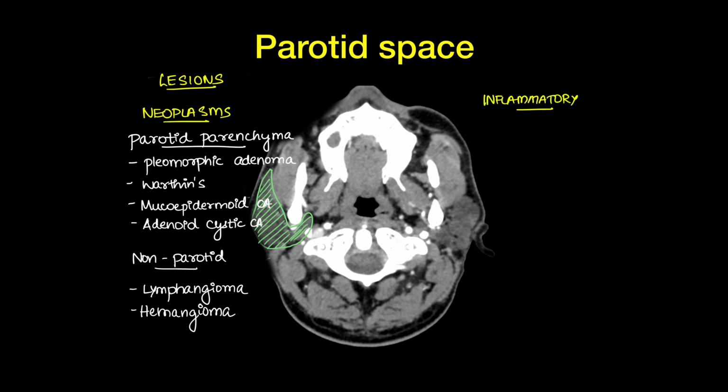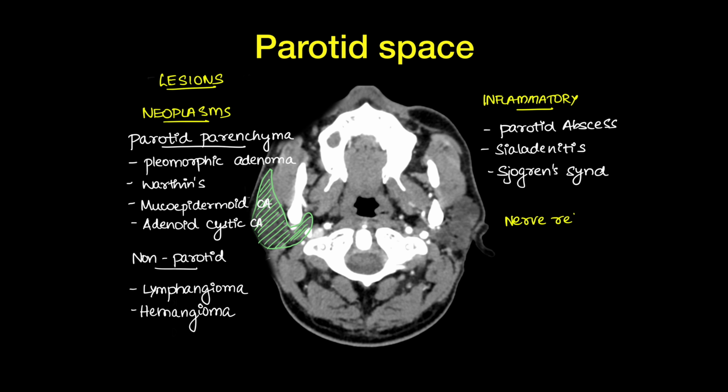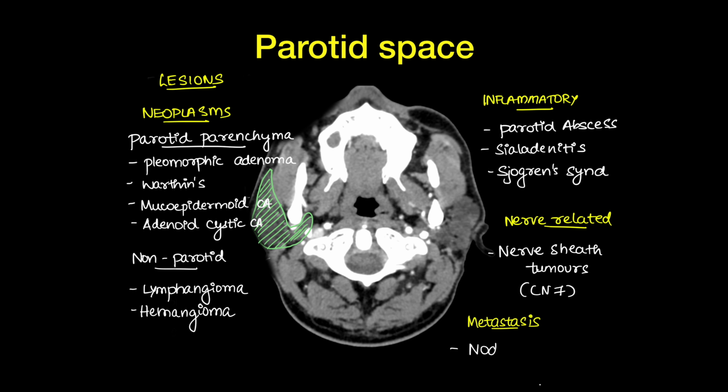Next, inflammatory conditions of these structures like parotid abscess, sialadenitis, Sjogren's syndrome, which is an autoimmune inflammatory condition. Nerve related, nerve sheath tumors because the 7th nerve is present, and any metastasis in nodes can be expected.